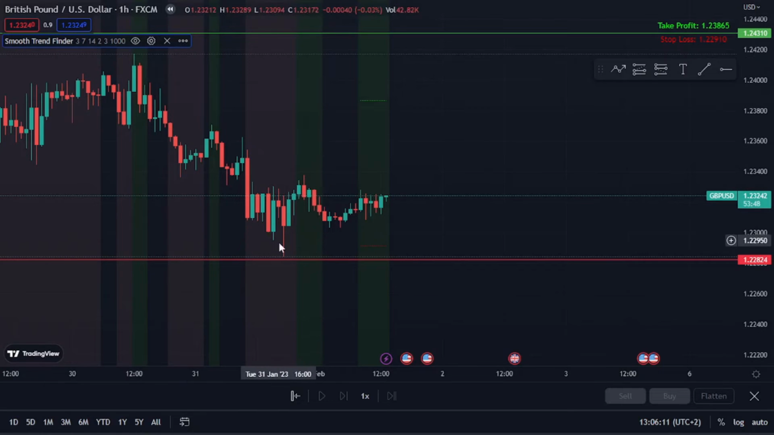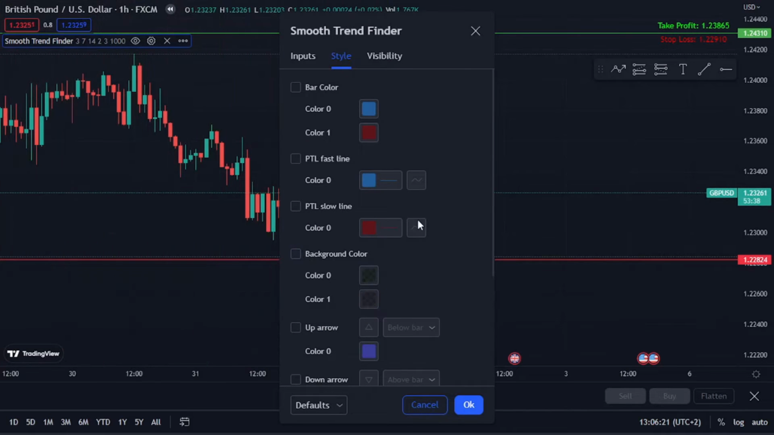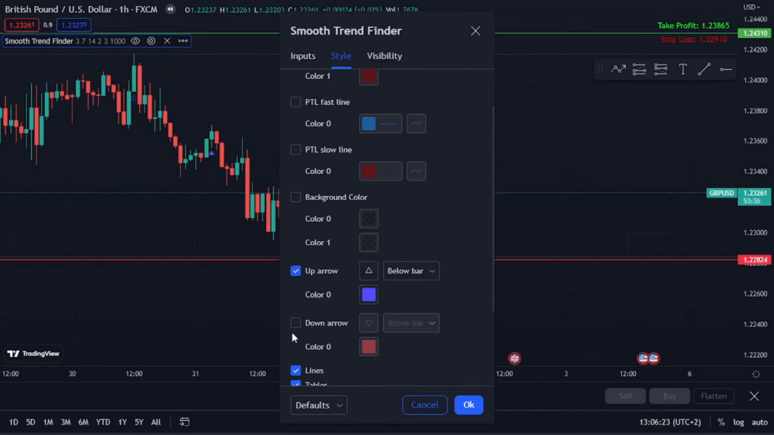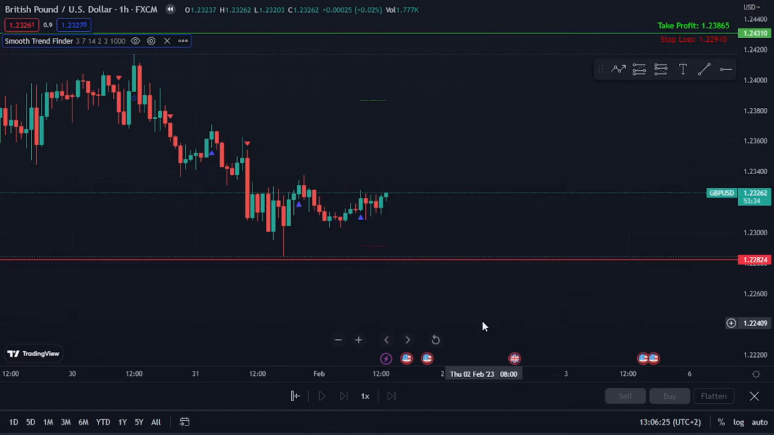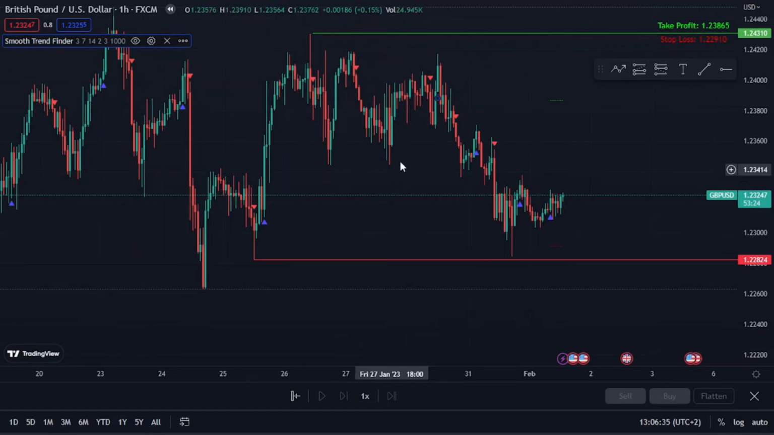Let's look at an example. As you can see, the black spaces between the red and green show a sideways trend. This will save you time by helping you identify a sideways market in the moment. The last option is to simply enable the buy or sell arrows or alerts. This makes it very simple to use and keeps your chart nice and clean.